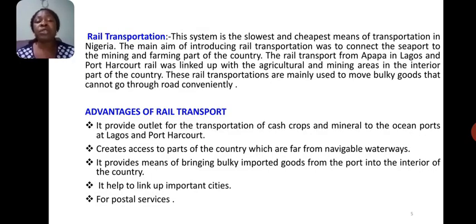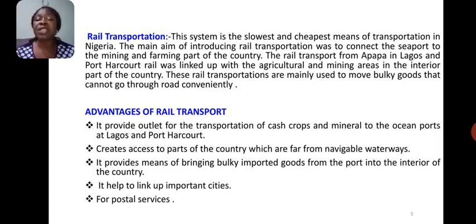We are now on rail transportation. This system is the slowest and cheapest means of transportation in Nigeria. The main aim of introducing rail transportation was to connect the seaport to the mining and farming part of the country. The rail transport are Apapa in Lagos and Port Harcourt Rail, which link up with the agricultural and mining areas in the interior part of the country. These rail transportation are mainly used to move bulky goods that cannot go through road conveniently.